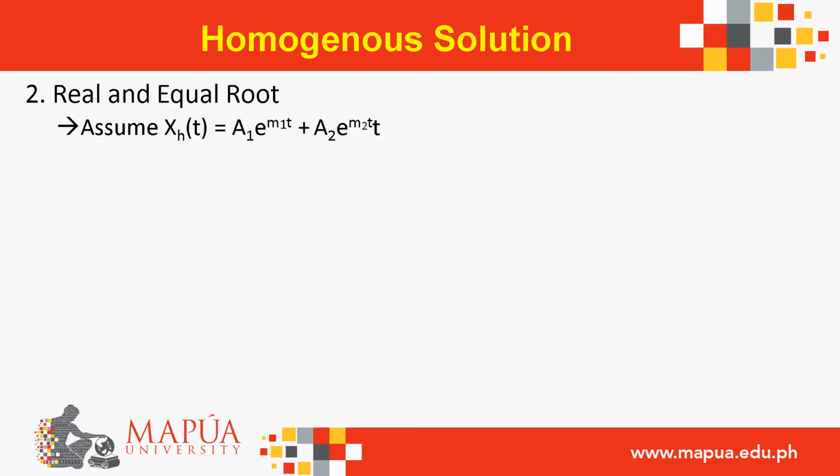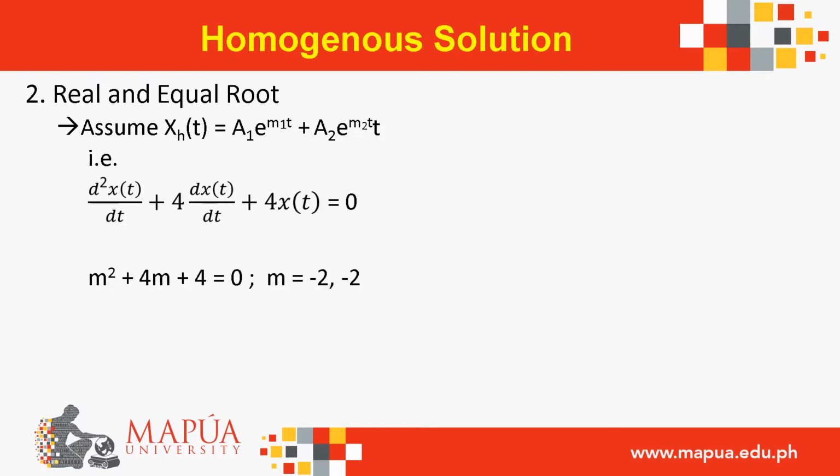Otherwise, if the roots are real and equal, we must assume that x_h(t) = a1 e^(m1 t) + a2 e^(m2 t). For example, if the equation is x'' + 4x' + 4x = 0, and the replaced equation is m^2 + 4m + 4 = 0, we will obtain a value of m equal to -2. Therefore, the homogeneous solution will be a1 e^(-2t) + a2 e^(-2t).